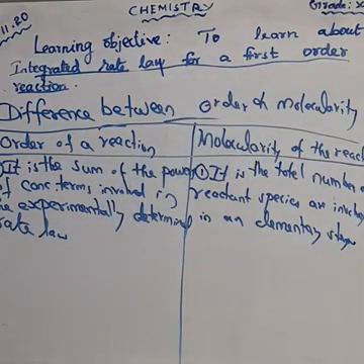What is the first point about the order of the reaction and the molecularity of the reaction? Order is the sum of the powers of concentration terms involved in the experimentally determined rate law. Molecularity is the total number of species involved in the elementary step.